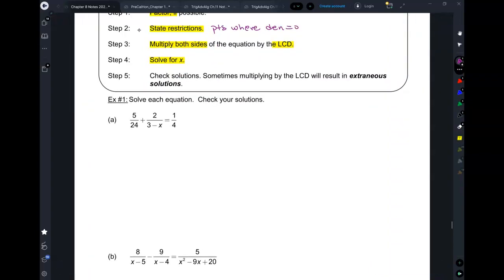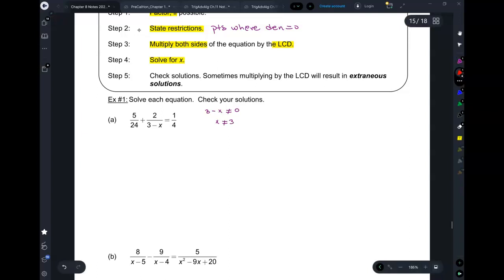So here there is nothing that needs to be factored. What you have to do is first identify the restriction. We take any denominator that has a variable and we say, okay, 3 minus x can never equal 0. So x can never equal 3. That's the restriction.